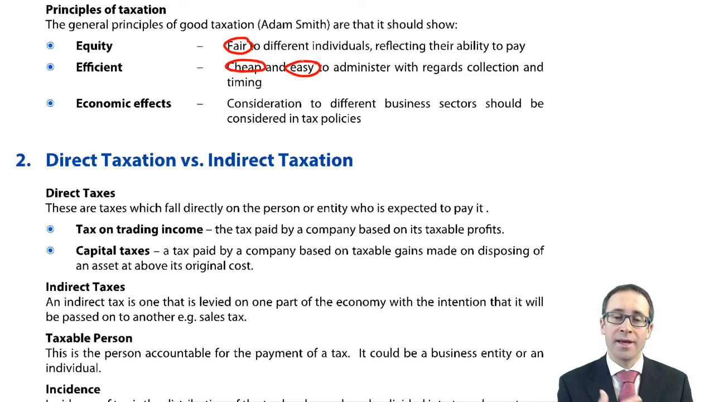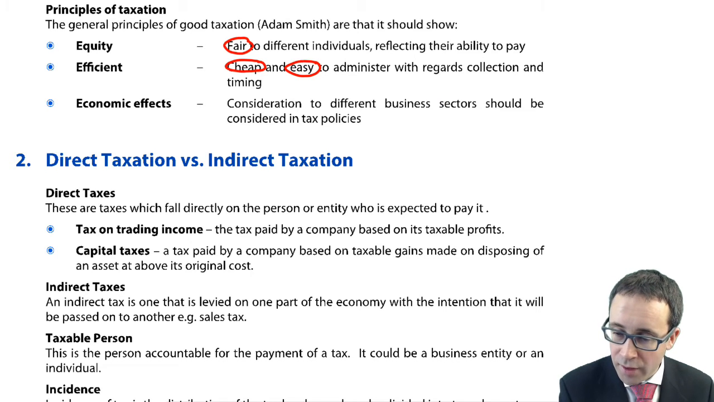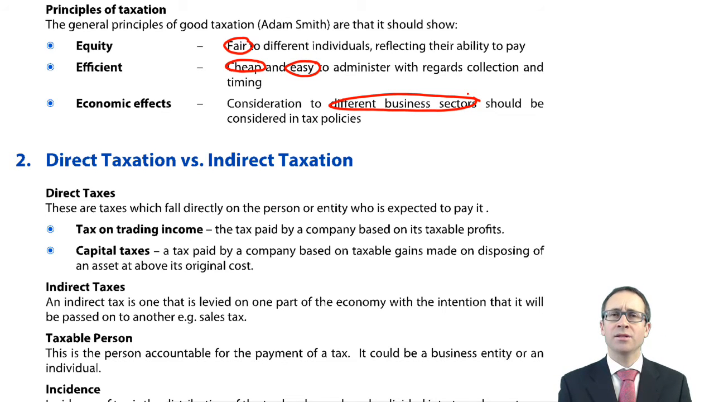And likewise, as well as being equitable and efficient, we also need to consider the economic effects. So that's what we should go through and do there, and give regard to different business sectors. In setting the tax rules, we should give consideration to the way businesses operate.